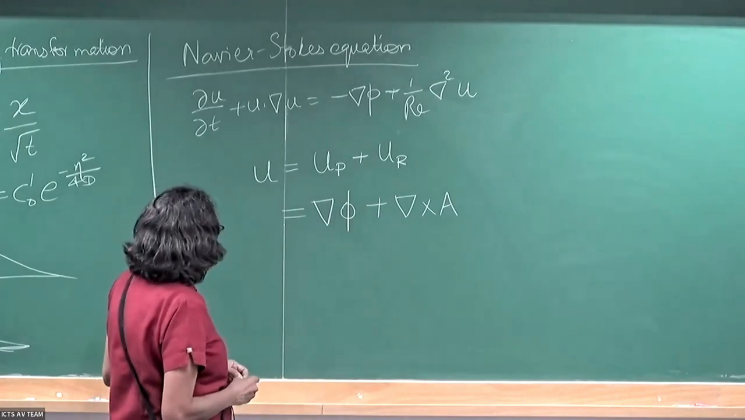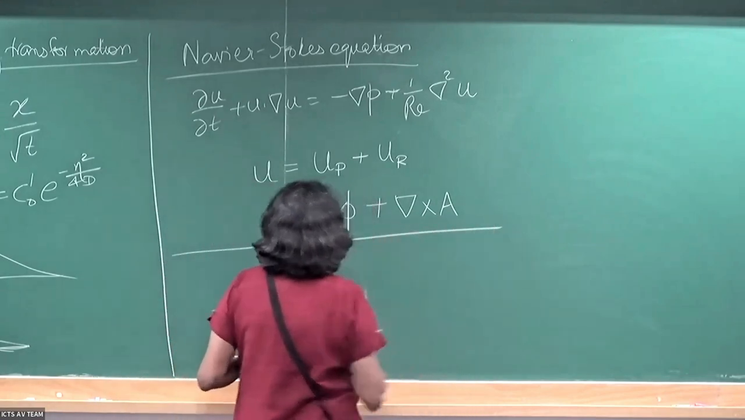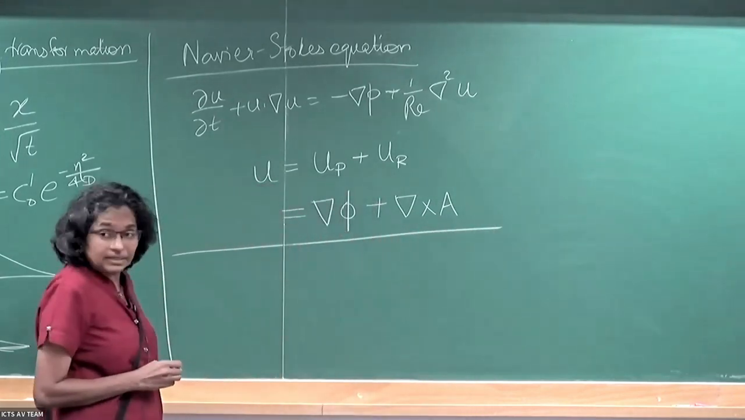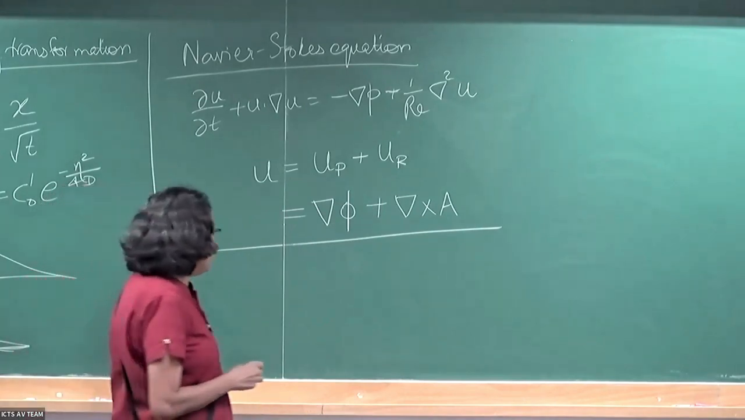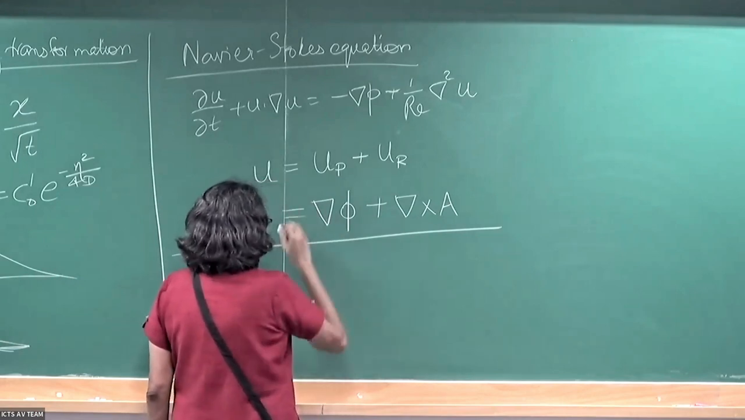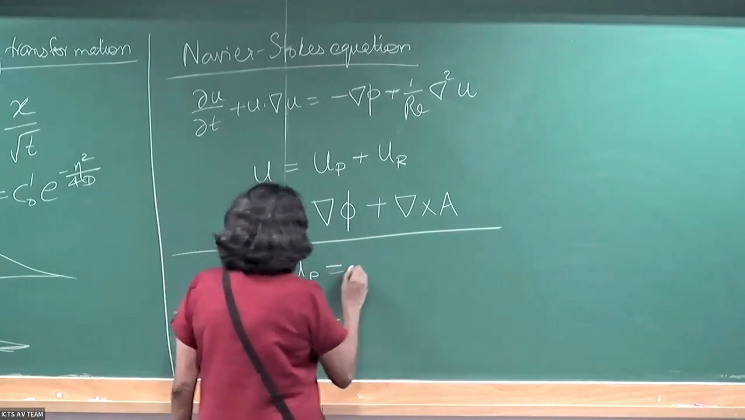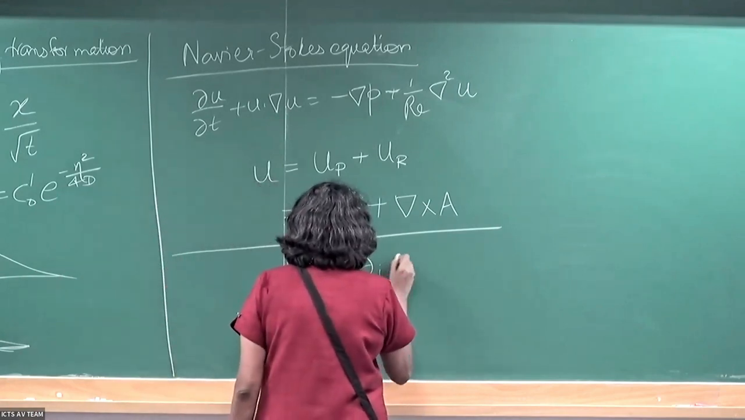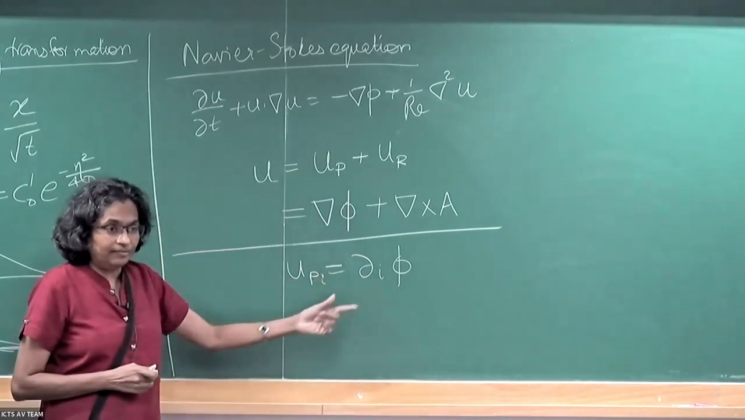Okay, so now let us see what writing it like this brings us. So first he said, the Laplacian is zero, right? I mean, it basically satisfies the Laplace equation. Let's see why it does that. So in UP, we'll write about UP now. The I component of UP is del I of phi.